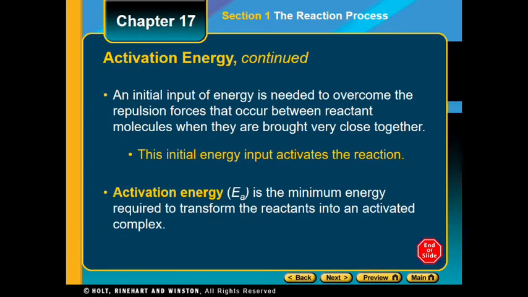So the definition for activation energy is the minimum energy required to transform reactants into an activated complex.